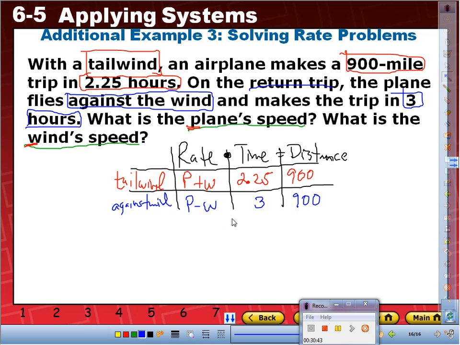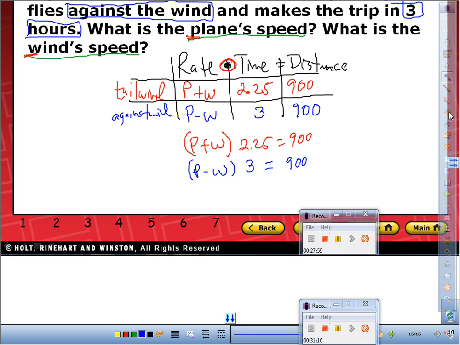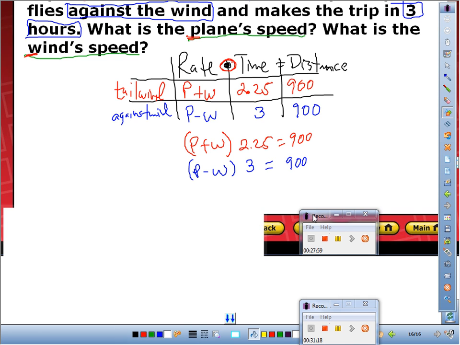Now we already have variables and such. Let's write our equations. Our first one, I want to write P plus W. And what do I write to indicate multiplication? Very good. Parentheses. And then we got 2.25 equals 900. Let's write our second equation. P minus W times 3 equals 900. But it looks kind of funky, doesn't it? That means we need to get rid of those parentheses, right?